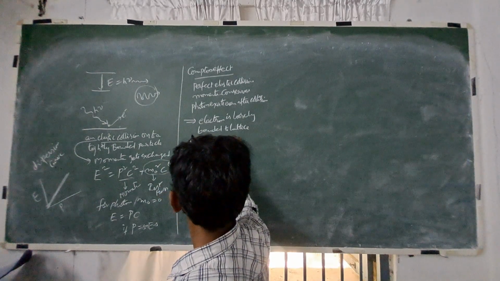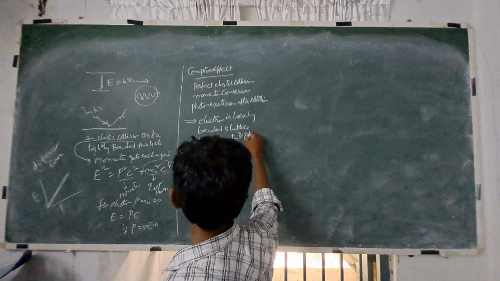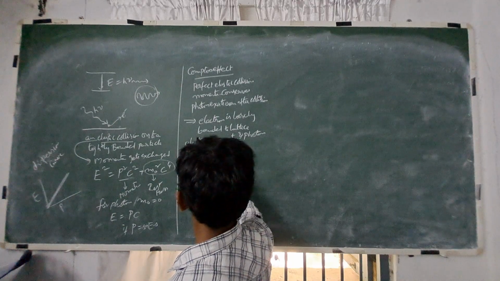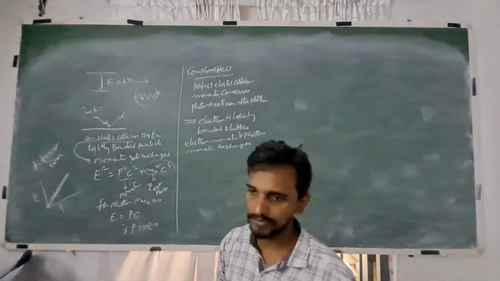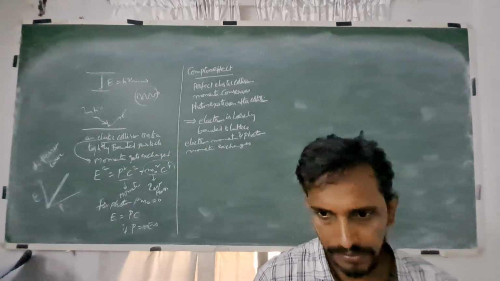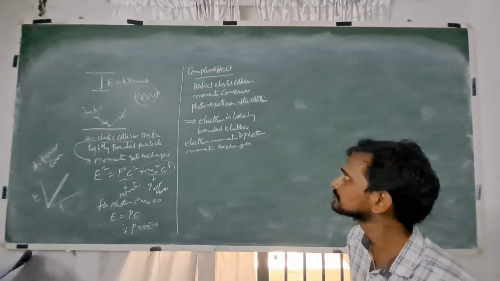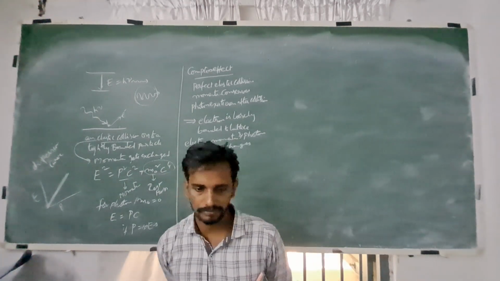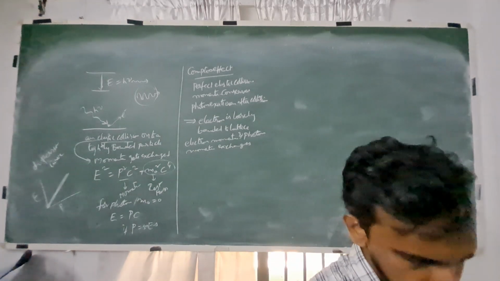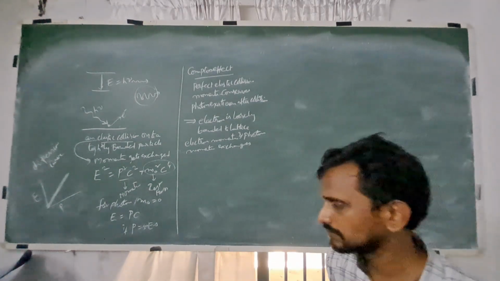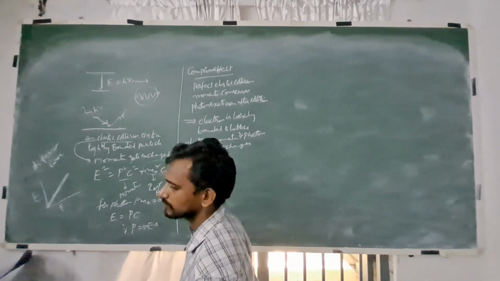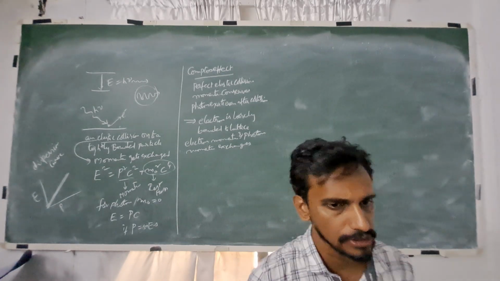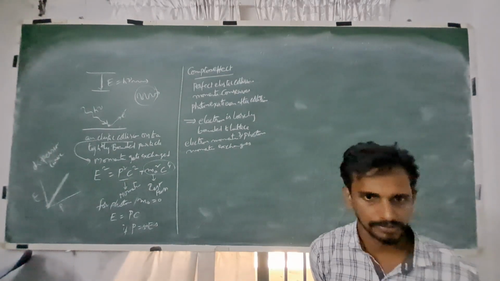Electron momentum and photon momentum exchange. That is about the Compton effect. The rest of the details we will see in modern physics.